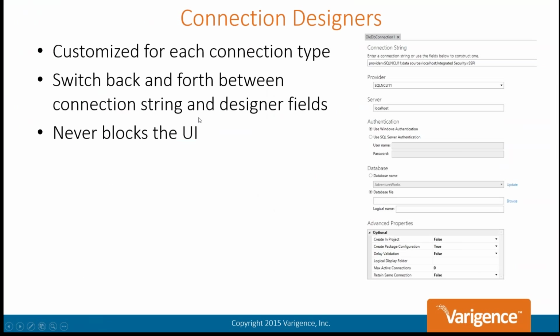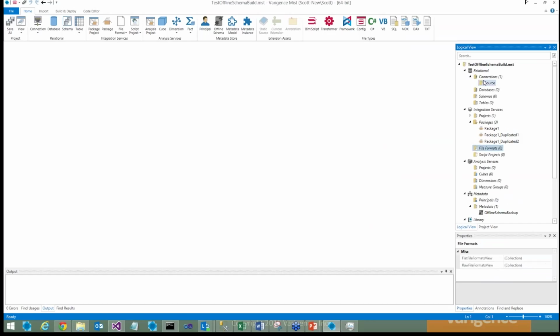So next up we have connection designers. One of the problems in previous versions of MIST is that we basically relied on the developer to know connection string syntax, and if most developers are like me, it's something you're constantly having to go and refer to a reference manual around because every provider has potentially different key value pairs, and furthermore they're just difficult to remember.